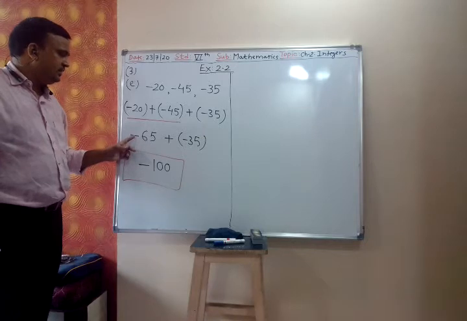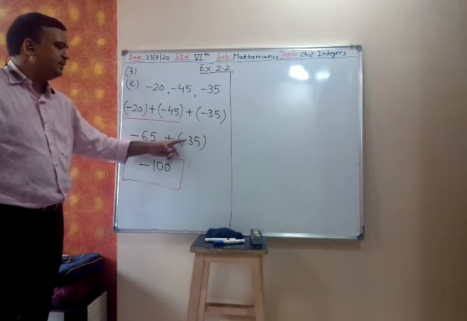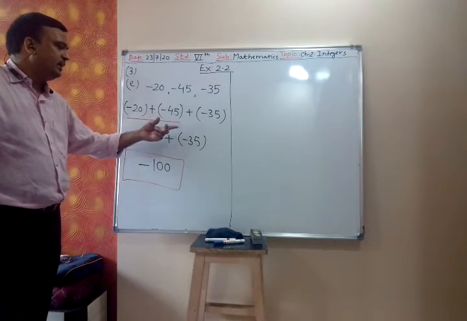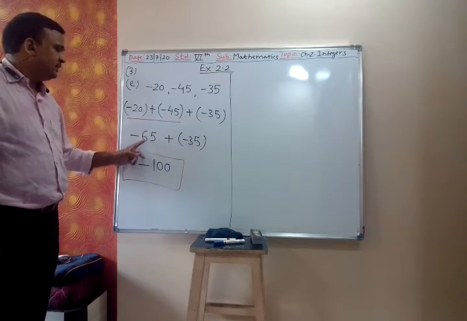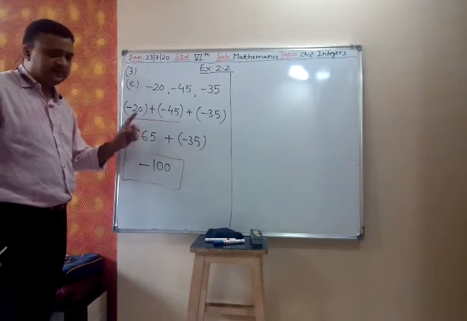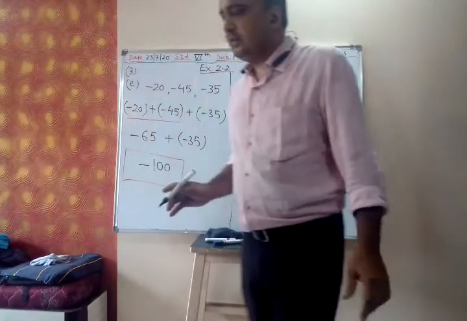Because they have the same sign. Minus minus means you have to add and take the common sign minus. So minus minus, the common sign is minus. 65 plus 35 is 100. Now let us take the next one, F.